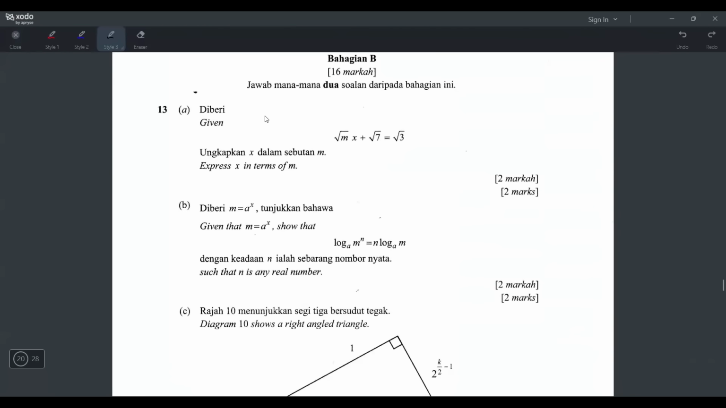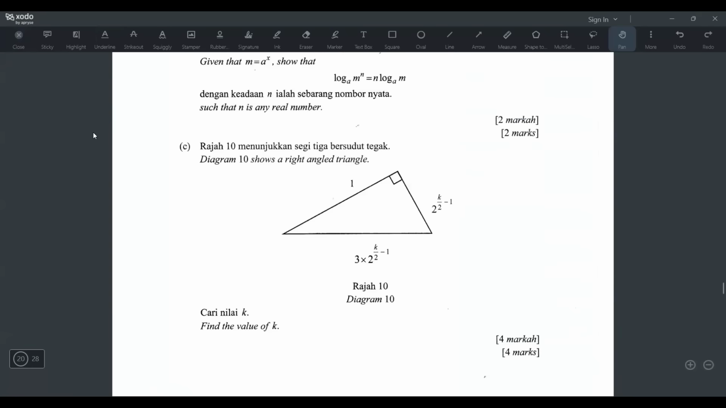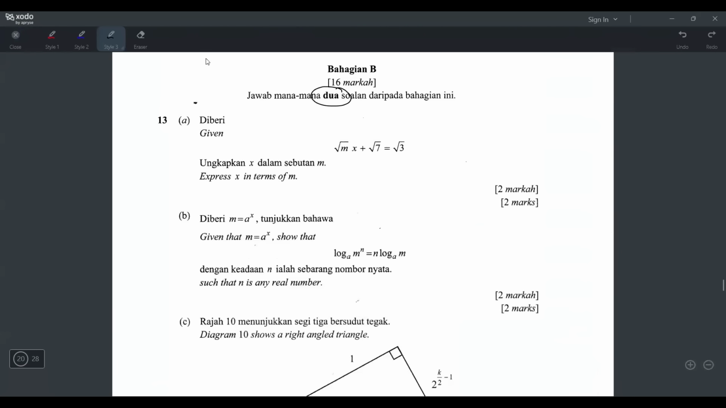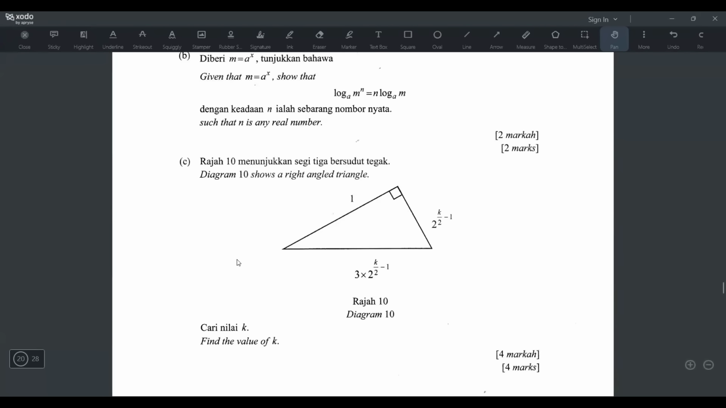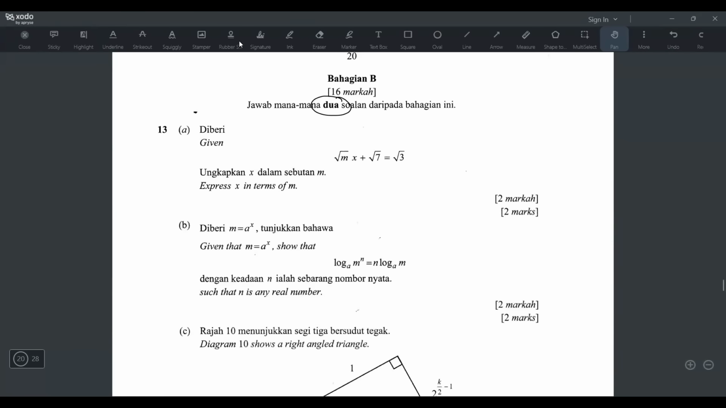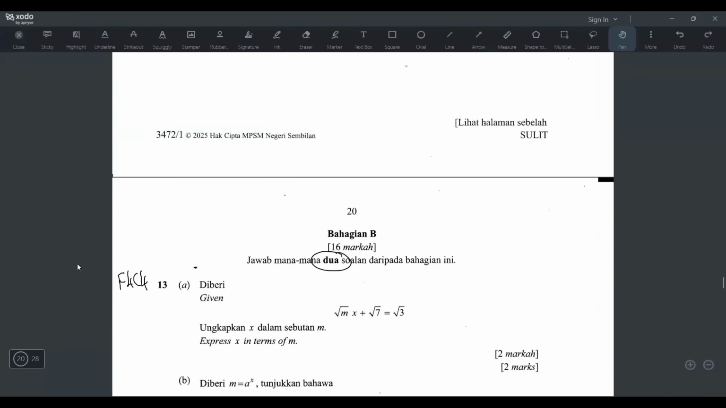Bahagian B, jawab mana-mana 2 soalan daripada bahagian ini. In this video, I'll jawab all 3 questions. I will not just choose 2, I'll jawab all of it. 13 is definitely indices, log question. A is a surd question, B is a log question, and C is indices. So I write the chapter here, Form 4, Chapter 4.